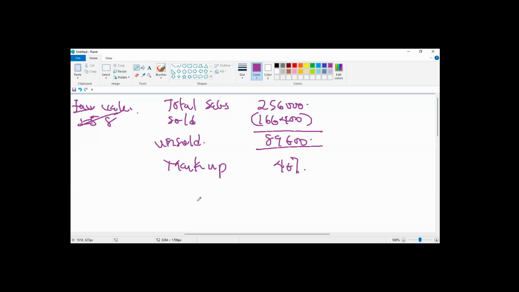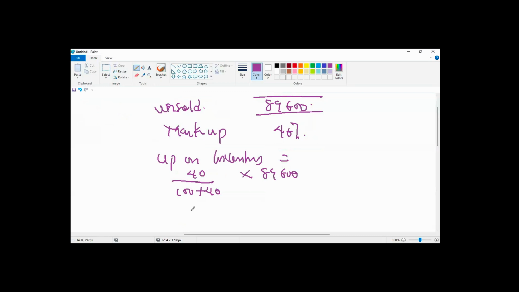We'll now go to the question. Okay, 89,600 unrealized profit now on inventory. Don't forget if it is markup, it will be 40 over 100 plus 40 times unsold of 89,600. That is 40 over 140 times 89,600. What does it give me? 25,600.